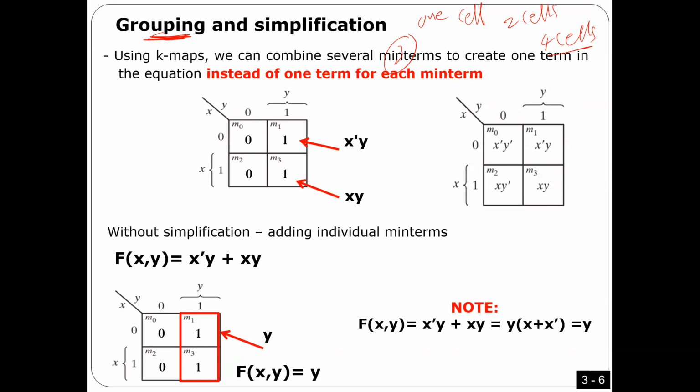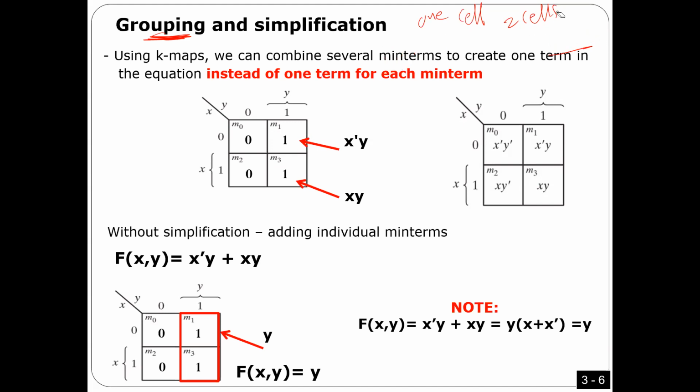4 cells. For sure, in this case, 4 cells doesn't make much sense, because 4 cells means you have 1, 1, 1, 1. So it means the function always gives you 1. It's very rare, but it can happen, a function that gives you 1 all the time. But anyway, that's why I'm going to exclude it for now. In case of 2 variables, our groups are going to be 1 cell or 2 neighboring cells, okay?